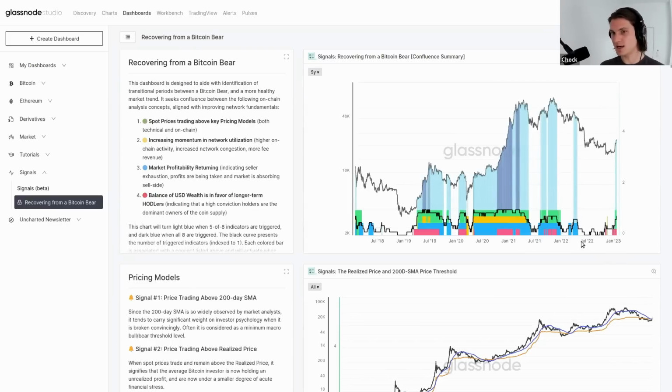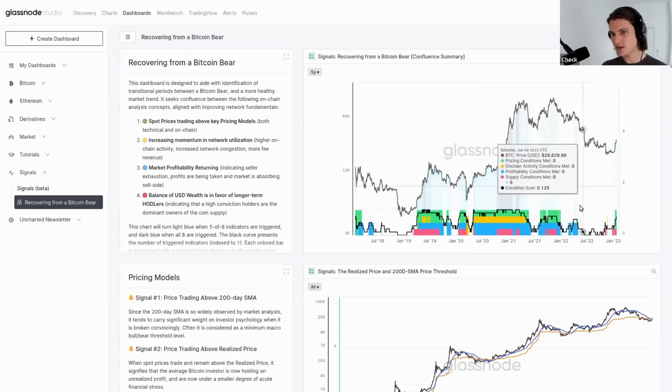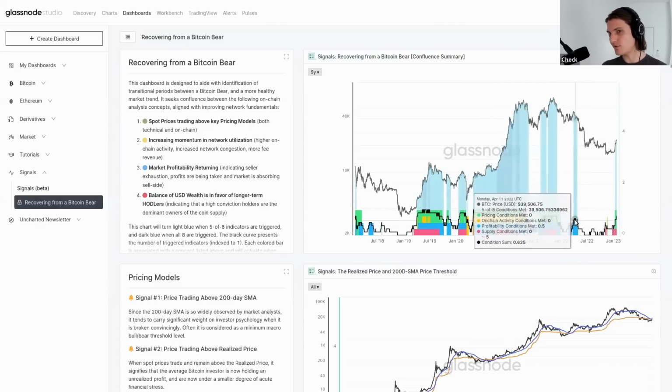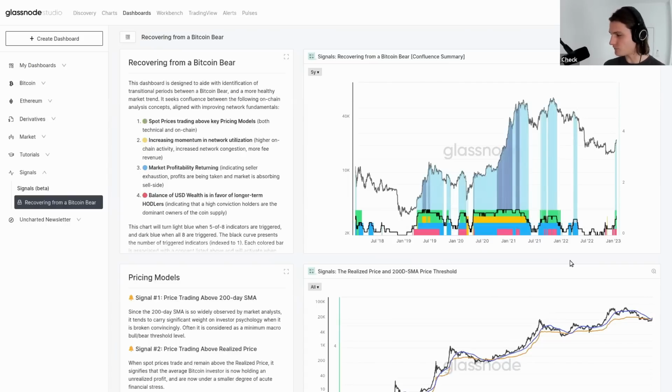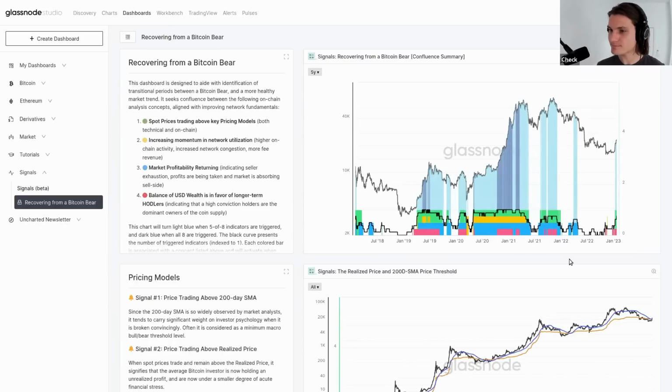And a little snapshot here, you can see back here at the March, right before we had Luna collapse and all of this, note that the only one that fired off was blue, which is profit and loss. That's people selling to get their money back, right? So the same concepts, those concepts are applicable throughout on-chain analysis. We just happen to be applying them here to recovering from a Bitcoin bear.